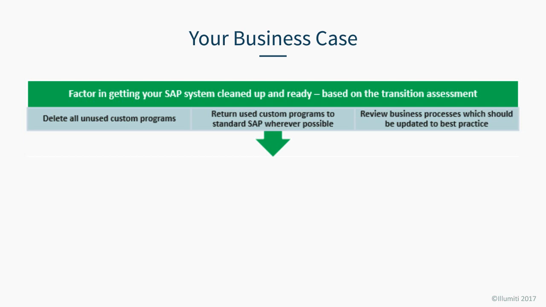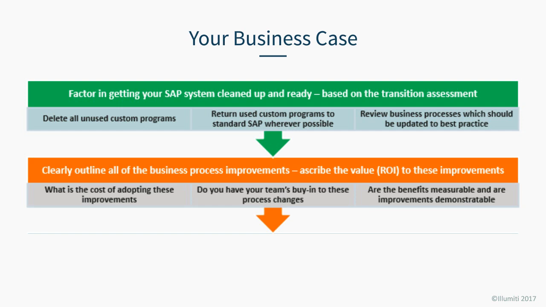So based on the transition assessment that you've gone through, those are things that you need to consider as part of your business case. And then secondly, look at all of the business process improvements we've just gone through. And if possible, ascribe a real value, a real return on investment, for each of those improvements that you're doing. So what is the cost of moving forward? Well, I've got to convert to S4HANA, but we know that conversion has to happen anyway. But maybe while we're doing that conversion, we're also going to activate the embedded planning functionalities or the embedded consolidation functionalities. Now, that's not free.